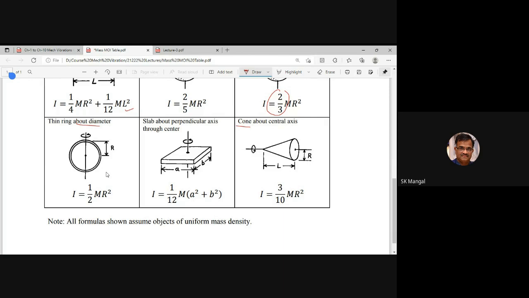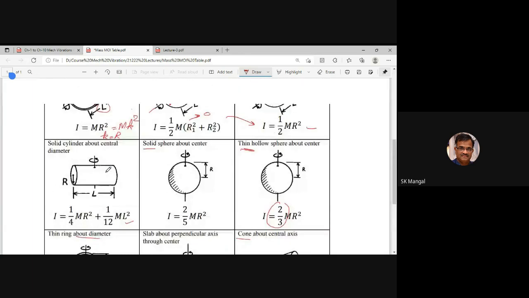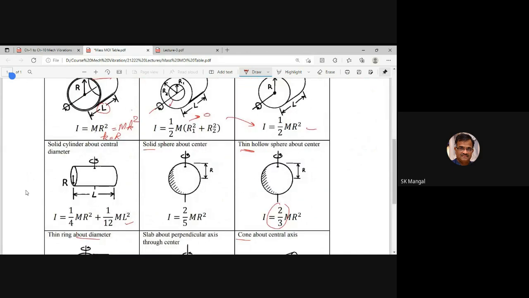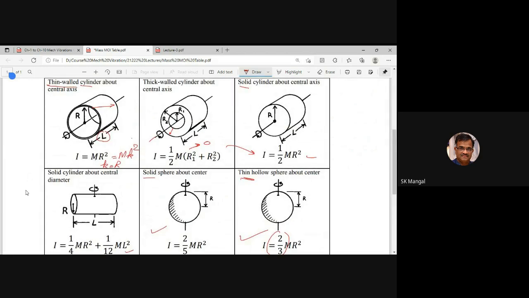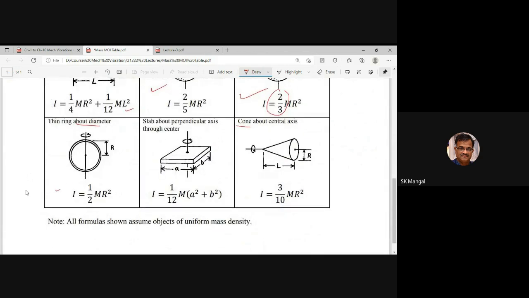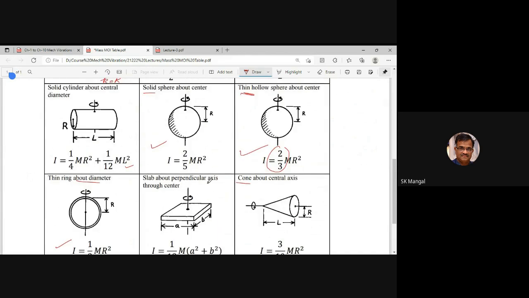So I will be using all these formulae as per the body given in the problem. Most likely we will use this one and this one, sometimes this one, and sometimes you can also find this one and this also. But you should remember all these things while analyzing vibration analysis problems.